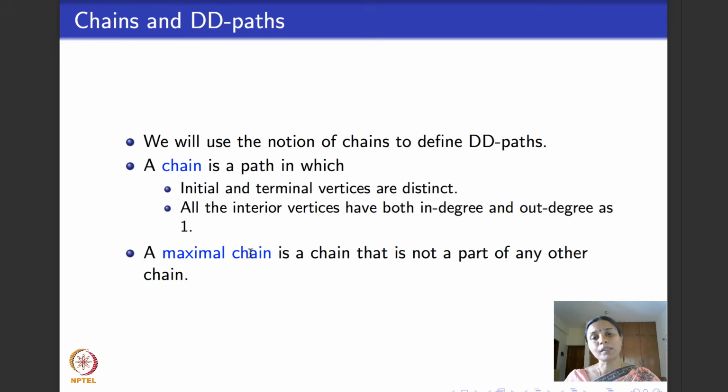And what is a maximal chain? A maximal chain is a chain that is not a part of any other chain. It's somewhat like prime paths, right? A prime path is a path that is not a subpath of any other path. So a maximal chain is a chain that's not a subchain of any other chain.